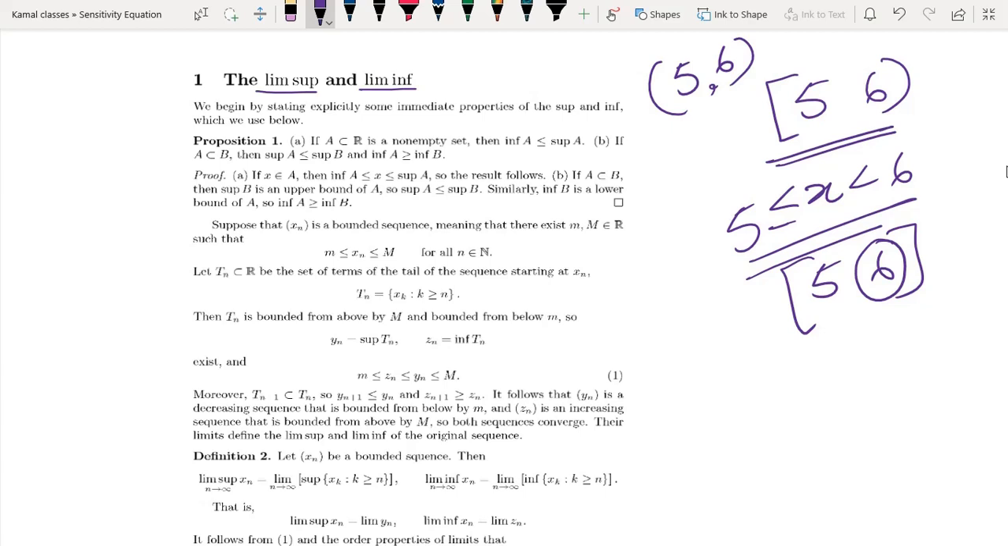And this other one is the supremum. Does anyone have confusion on this terminology? Are you able to understand this terminology?